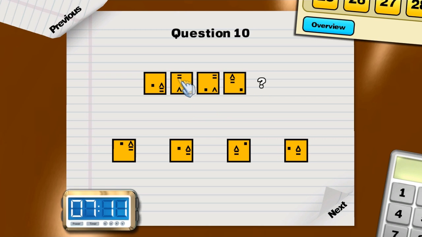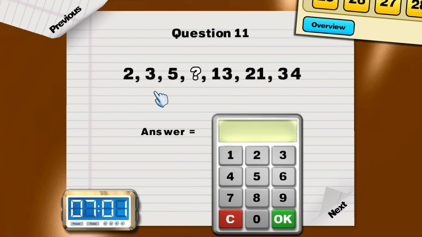Same again with the moving shapes. You've got your equal sign, moving 2, so it's going to be at the far right. It is that one.